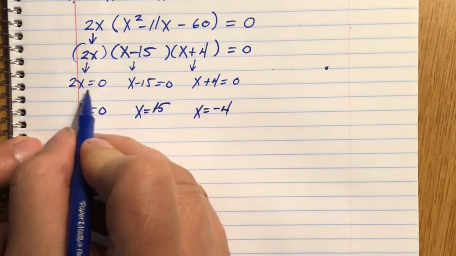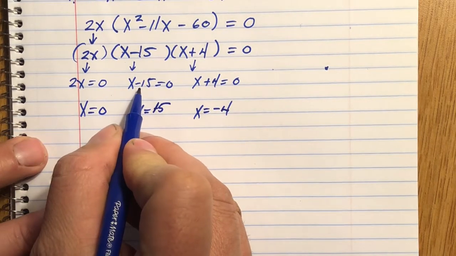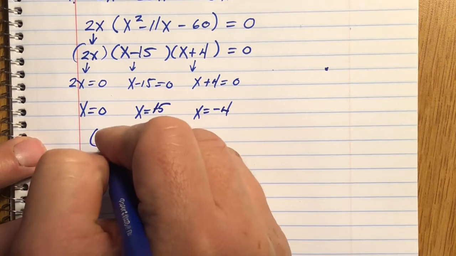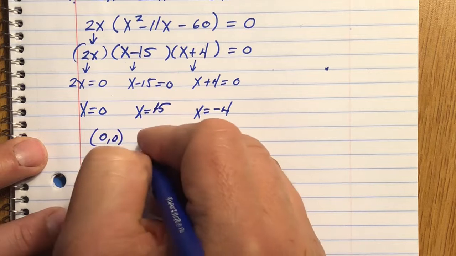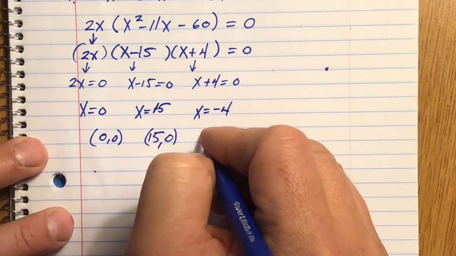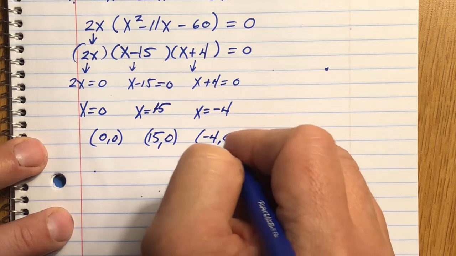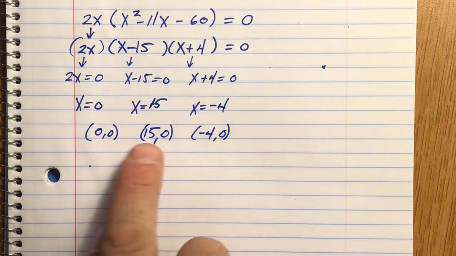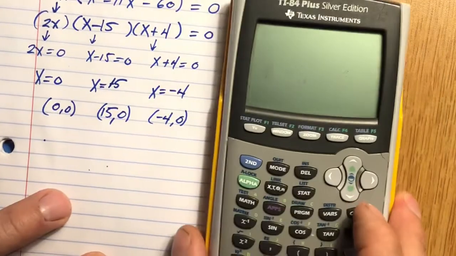All I did was solve for x, adding 15 and subtracting 4. So you'll notice I have 0 comma 0, 15 comma 0, and negative 4 comma 0. So I have 3 answers, which means my graph crosses the x-axis at those 3 spots.